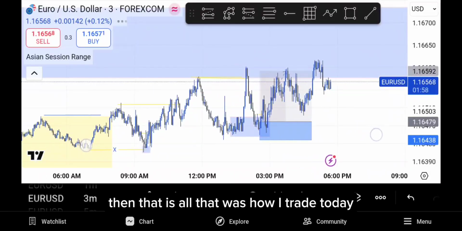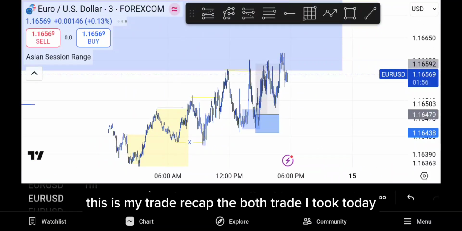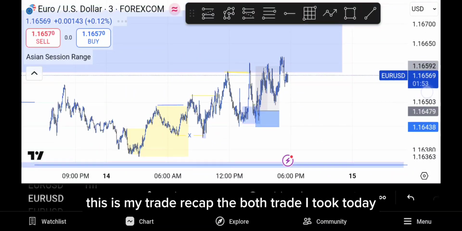That is all. That was how I traded today. This is my trade recap of the both trades I took today.